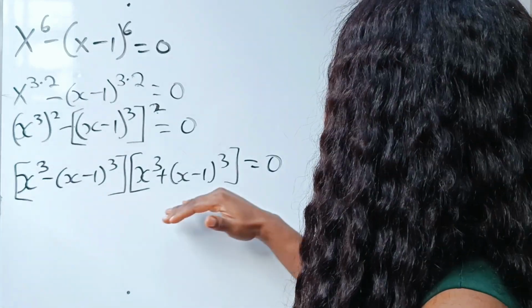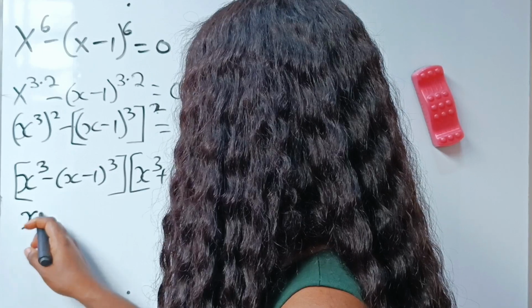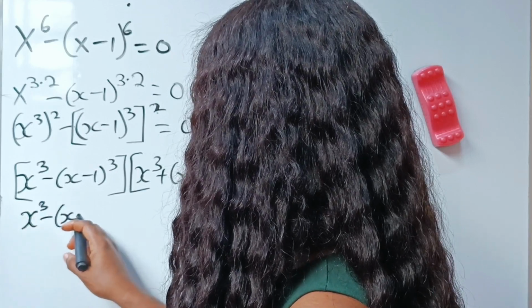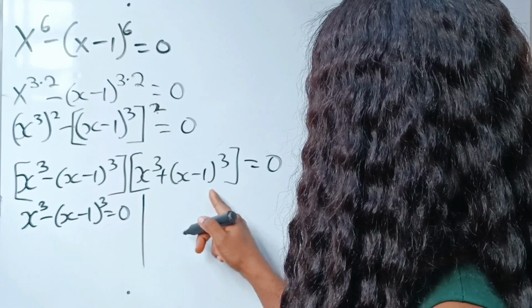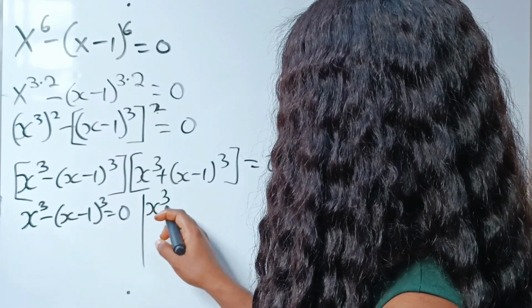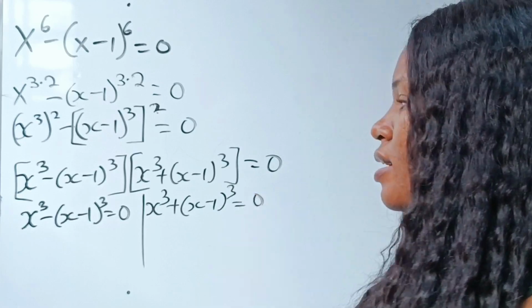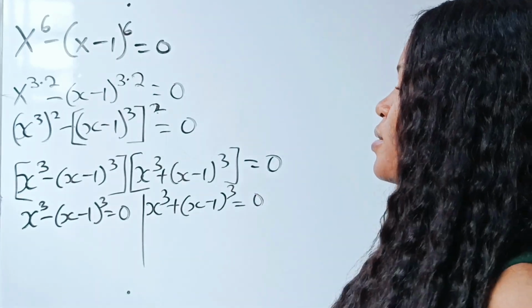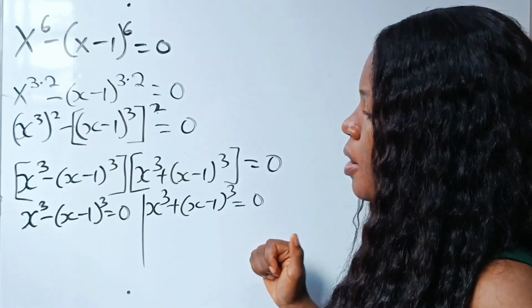All right, now this simply means that x to the power of 3 minus x minus 1 to the power of 3 is equal to 0, or this side is equal to 0: x to the power of 3 plus x minus 1 to the power of 3 is equal to 0. So we are going to solve this side separately, and then we solve this side separately.